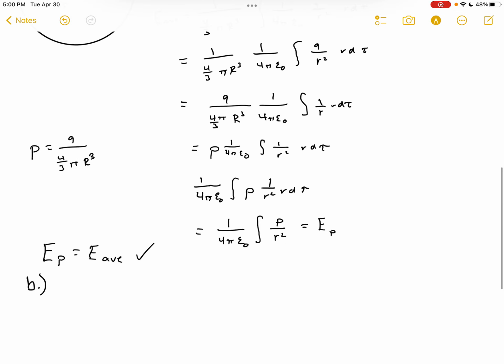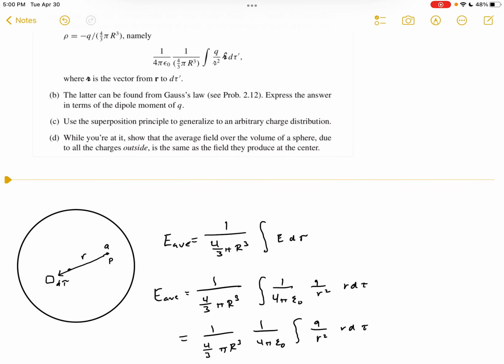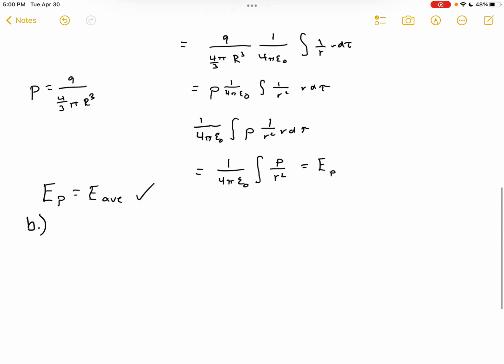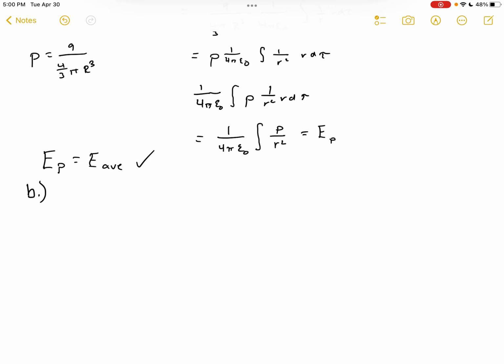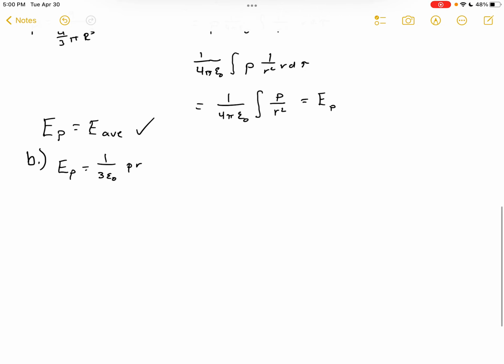Part B. Now the latter can be found from Gauss's law. Express the answer in terms of dipole moment. So we want to write the expression for the electric field inside a uniformly charged sphere of charge density rho. So we have E rho again is equal to 1/3 epsilon naught rho r. Now we want to sub in our rho that we have from up top.